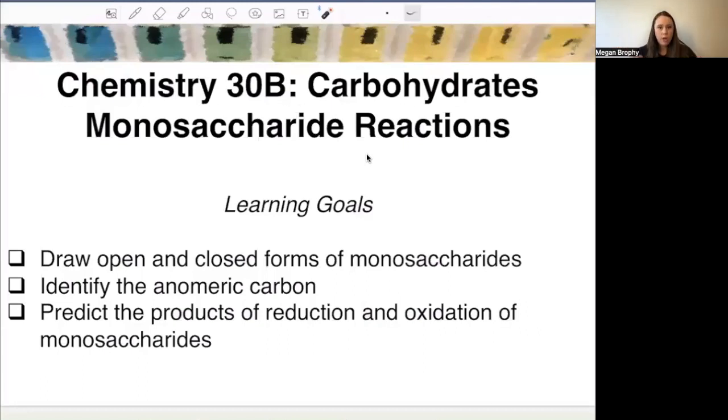So for our learning goals for this video, we want to make sure we learn how to draw open and closed forms of monosaccharides. So you've seen that a little bit before. We want to learn how to identify what's known as the anomeric carbon. And this is also where we find our hidden carbonyl. And then finally, what we want to do is predict the products of reduction and oxidation of monosaccharides.